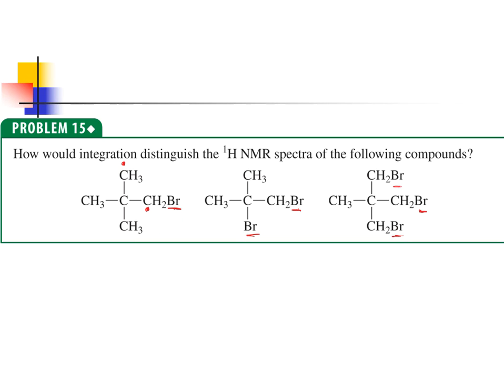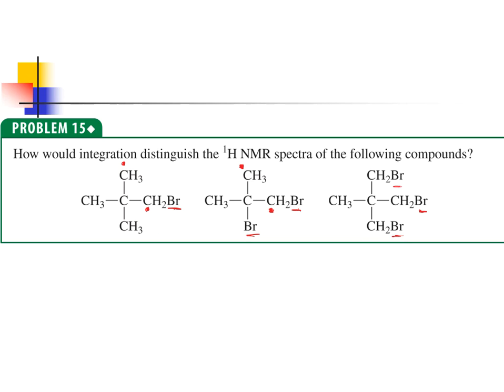Let's take a look at this one in the middle. That bromine is on a CH2. Ding-dong. Carbon has nothing in the middle. That CH3 group is equivalent to that CH3 group. So ding-dong, only once. And yet again, we see 2 signals.